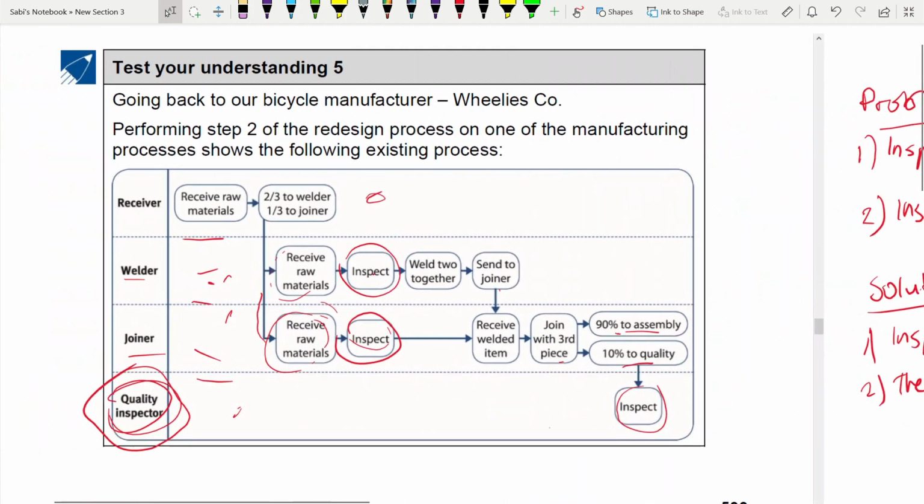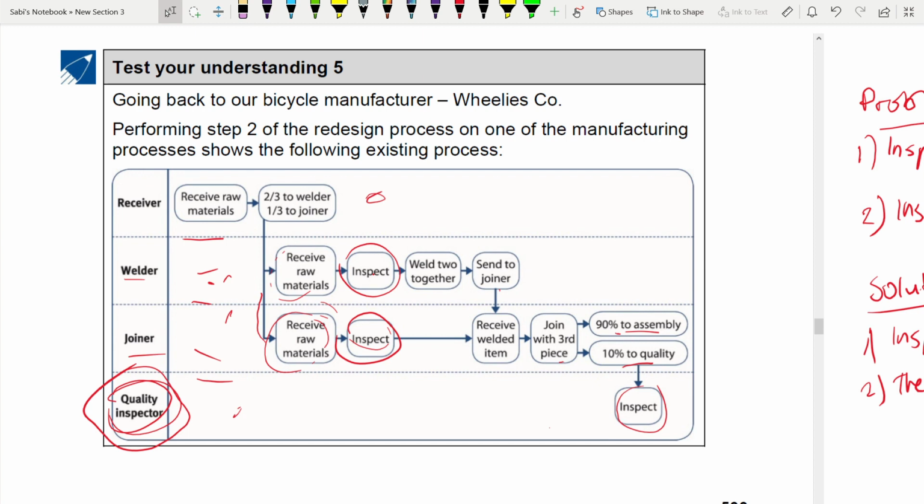Again, take some time to go through this diagram and see. Because once you understand this diagram, this is how a process redesign question will be asked. Okay, so this is one way of answering. If you are going for a more advanced redesign option, there could be another way of answering this question. What is it?